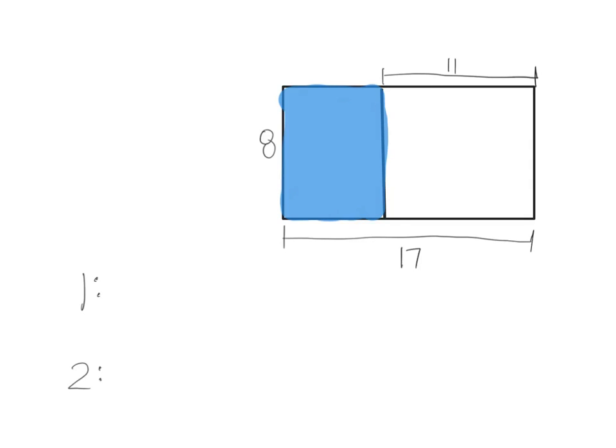So the first thing I do is think about the area of the whole thing. So I know to find area, I need to do this side, height, times this side, the base. So I will write 8 times 17.